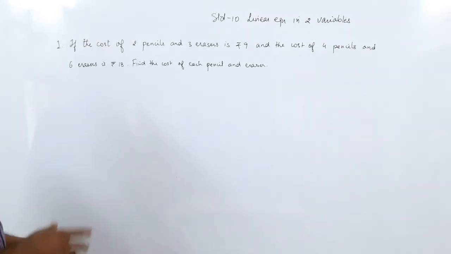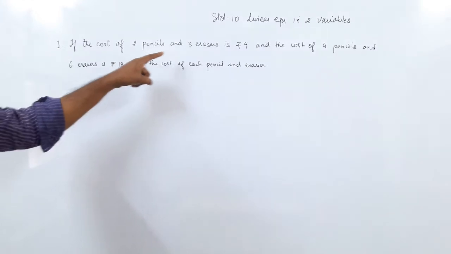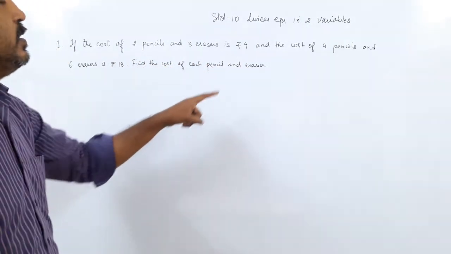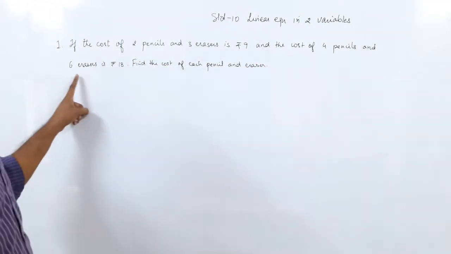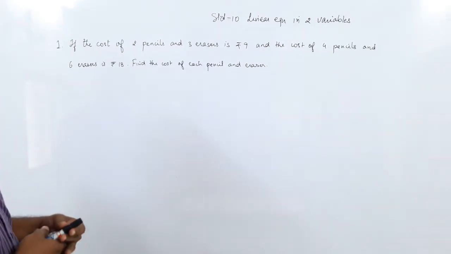Yesterday we learned the method of substitution and elimination. I hope you must have tried it, but today we are going to look at a problem sum and find the method to solve this. The sum is: if the cost of 2 pencils and 3 erasers is rupees 9 and the cost of 4 pencils and 6 erasers is rupees 18, find the cost of each pencil and eraser.